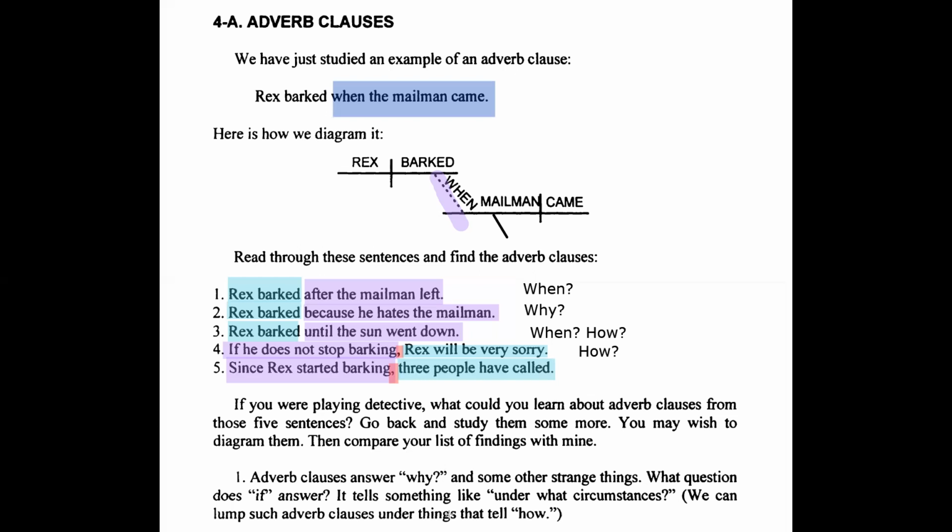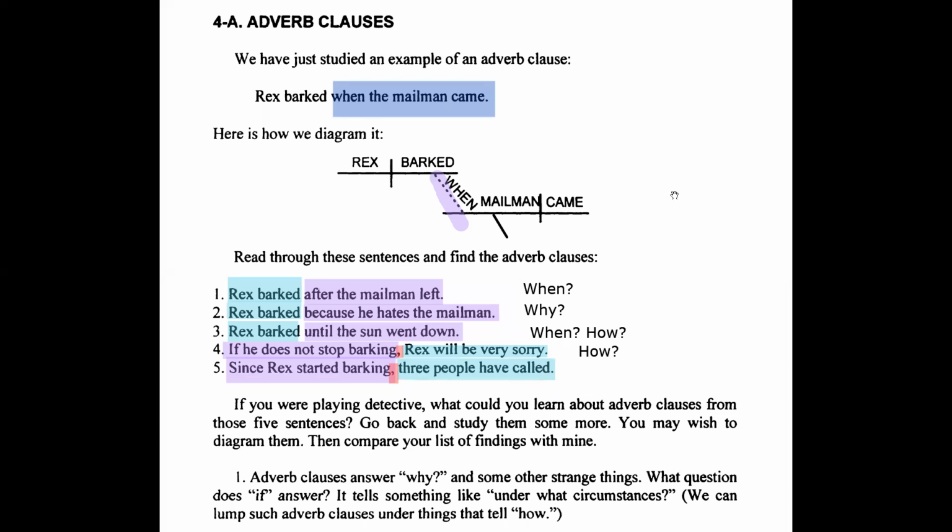Adverb clauses answer why and some other strange things. What question does if answer? It tells something like under what circumstances. Under what circumstances is, in effect, answering the question how. Remember, any weird adverbs, just go with how and you'll most likely get the question right.